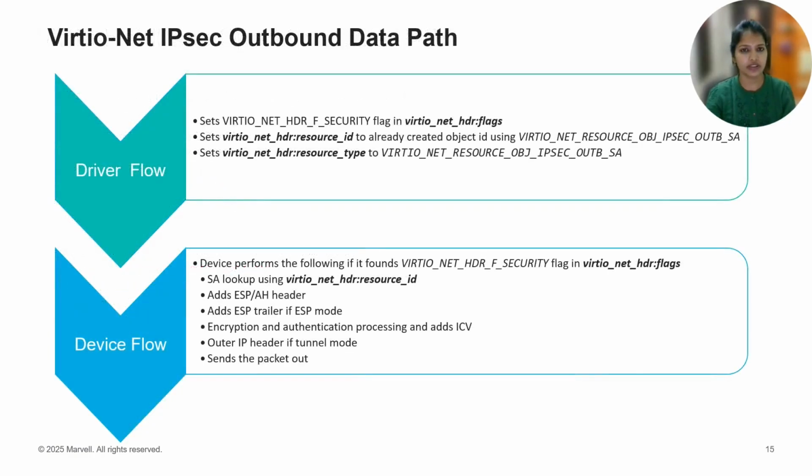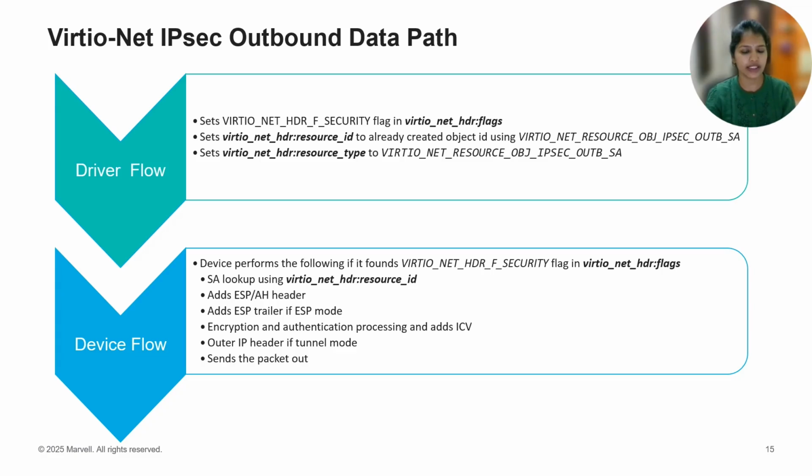Now let's talk about the virtio-net IPsec outbound data path flow. In the outbound IPsec flow, if the driver needs IPsec processing for the packet, it sets the security flag in the virtio-net header flags, sets the resource ID to the already created object ID, and sets the resource type to virtio-net resource object IPsec outbound SA. Then the driver passes the packet to the device.